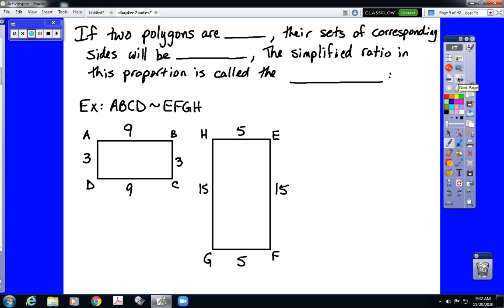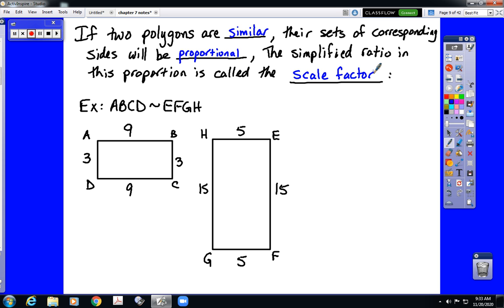Okay, if two polygons are similar, then their sets of corresponding sides will be proportional. We've already said that. The ratios in that proportion are all equal to each other. So if we reduce those ratios, if we put them in simplest form, that simplified ratio is known as the scale factor. Scale factor is also something we should have some experience with from junior high.